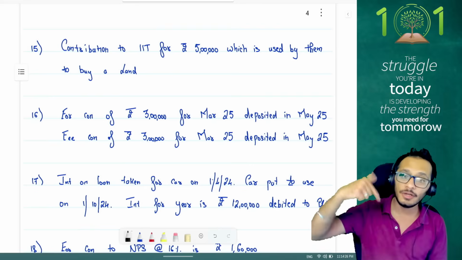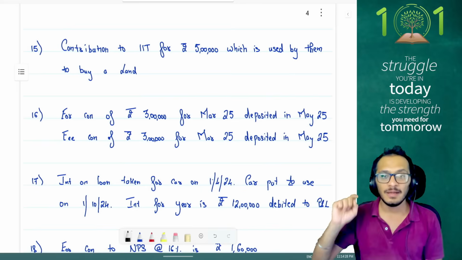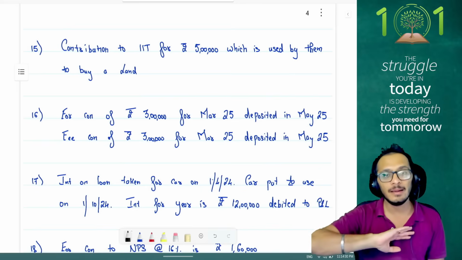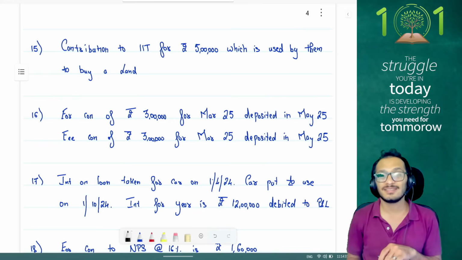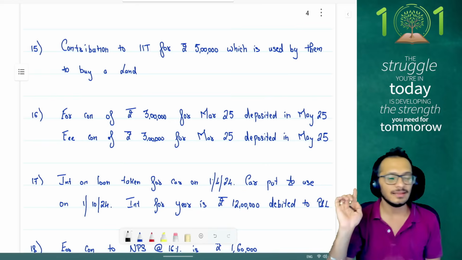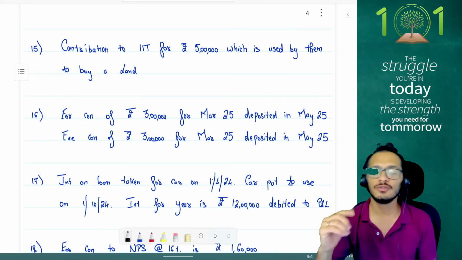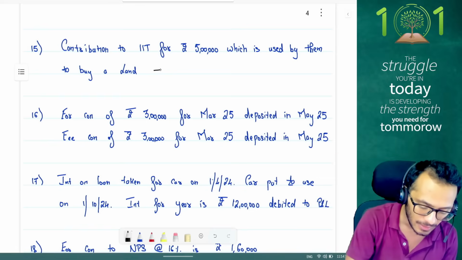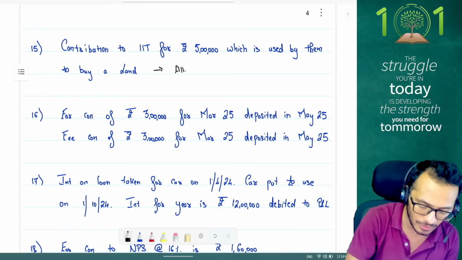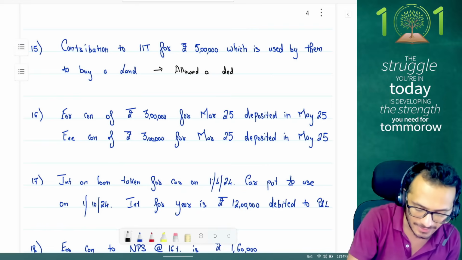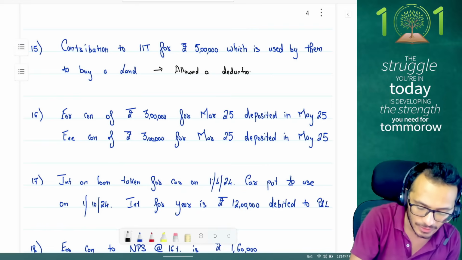I'm actually contributing to a third party. When I'm contributing to a third party, I am fully eligible for deduction. It does not matter what that person does. That person may buy it as land or he may use it for other purposes. It does not matter. I am allowed a deduction because from my side I gave a donation.